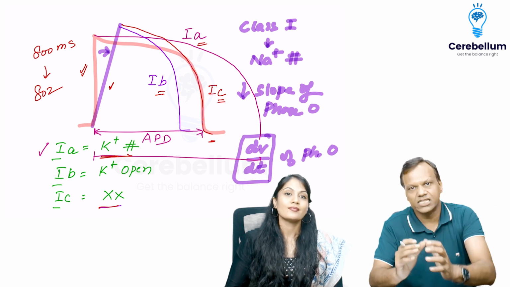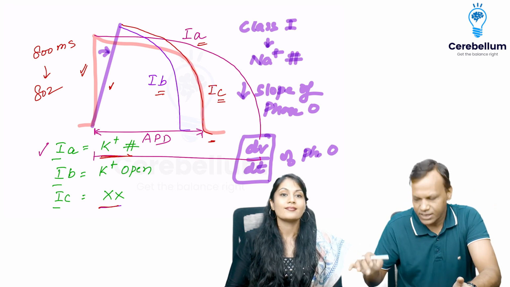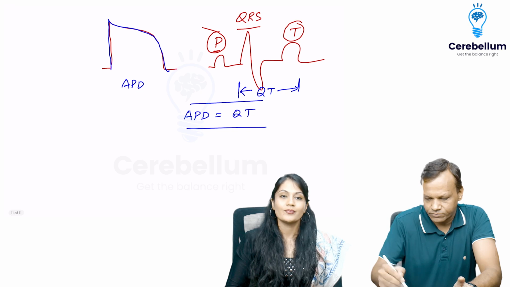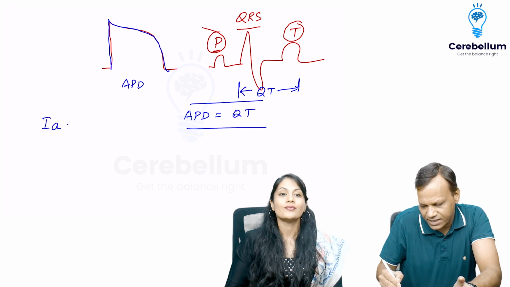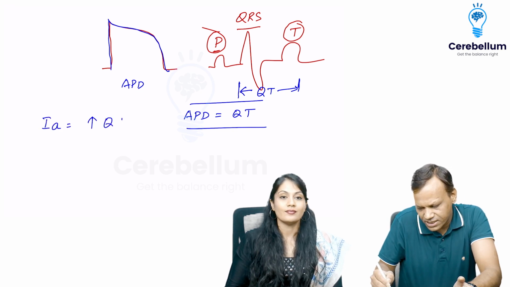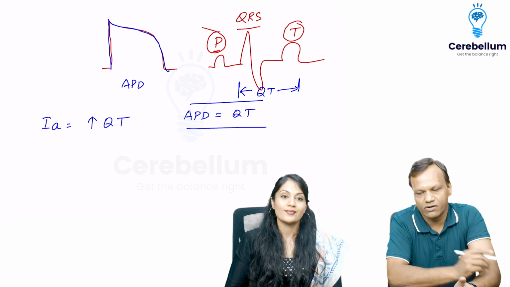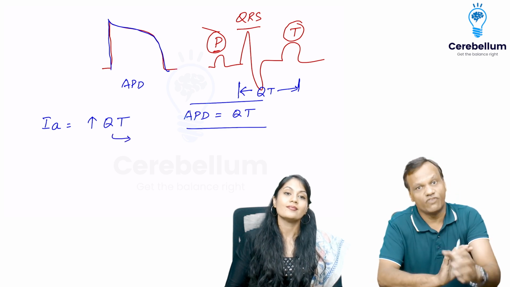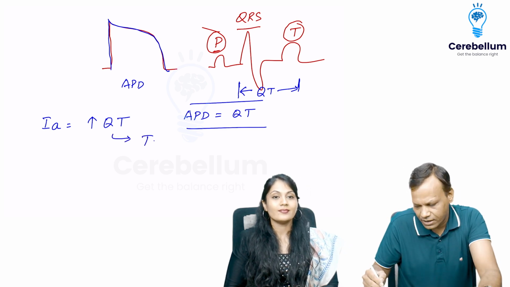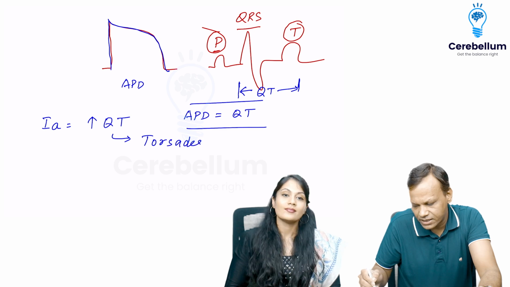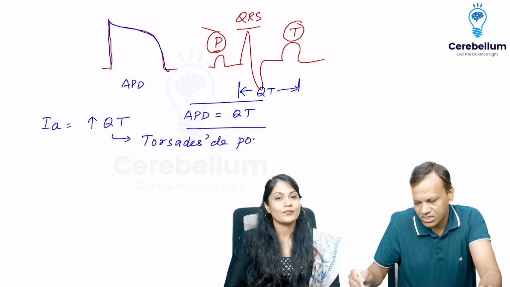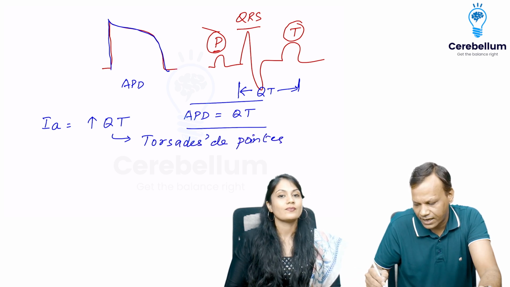So which anti-arrhythmic class can increase QT interval? Yes, it is class 1A. So class 1A drugs, they increase action potential duration. So in the ECG, they will show an increase in QT interval. And when QT interval increases very much, then an arrhythmia can occur, which is known as torsades de pointes, which is also known as polymorphic ventricular tachycardia.